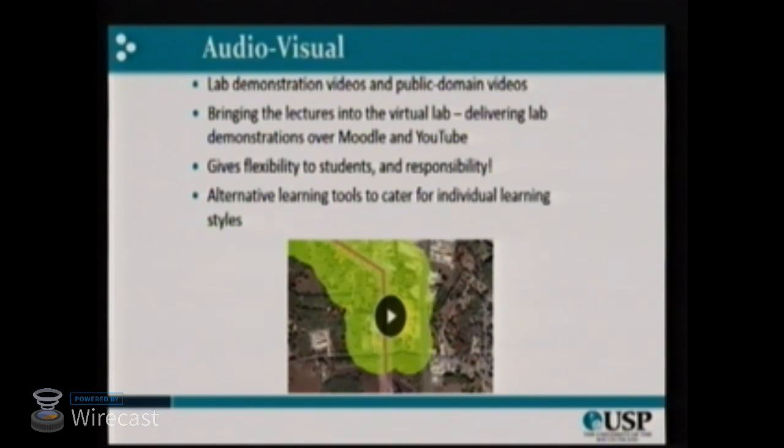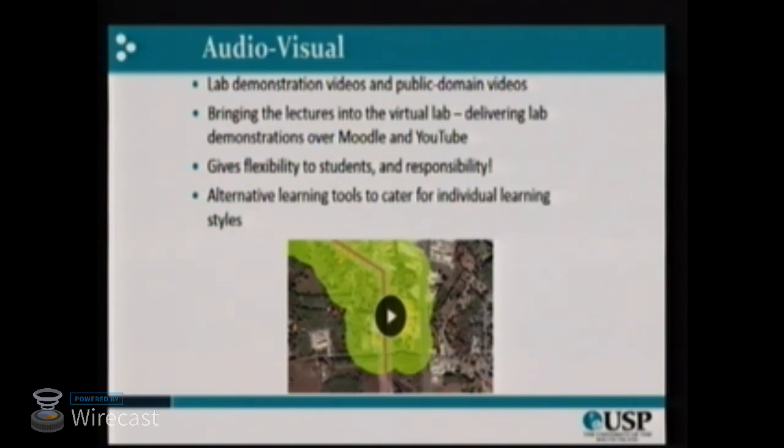So, audio-visual. Very simple things: uploading lab demonstrations as videos, uploading audio-visual and sometimes just audio from lectures, trying to keep these short, drawing on public domain videos. My current approach is to just have a link to YouTube, for example, but I'm slowly learning that this is not ideal, taking it out of the Moodle platform, but there's a couple of ways I use audio-visual technology.